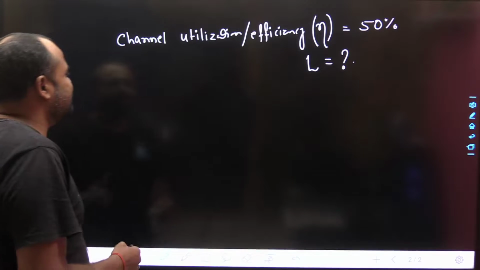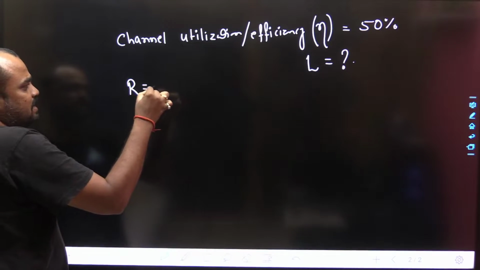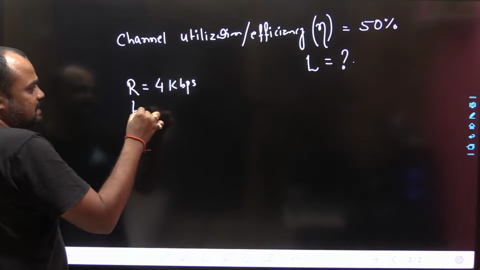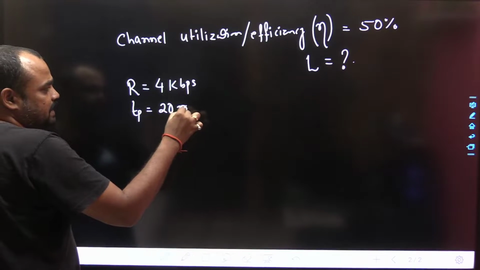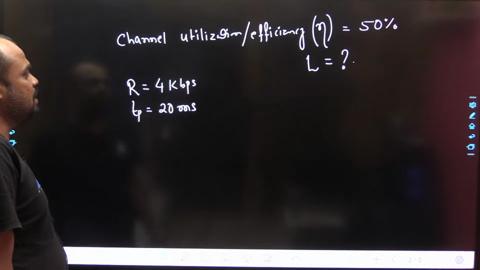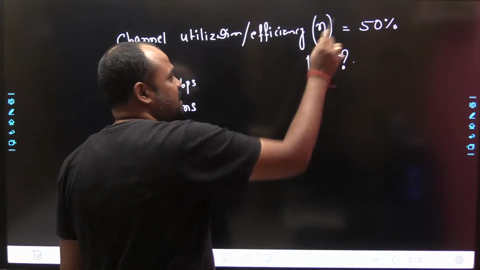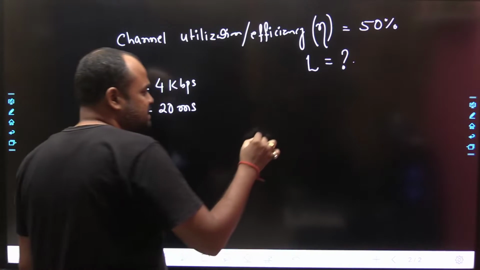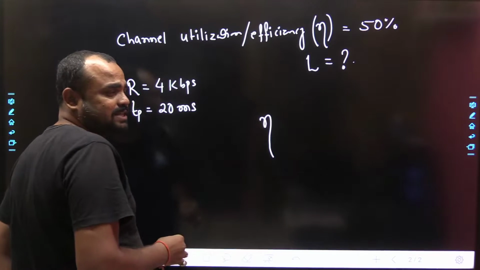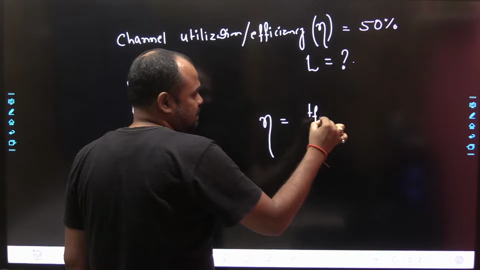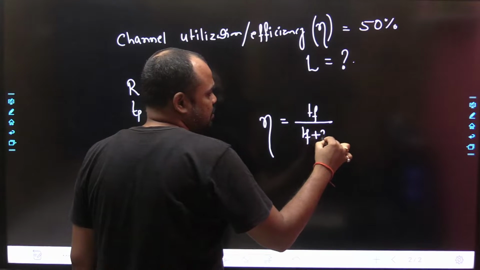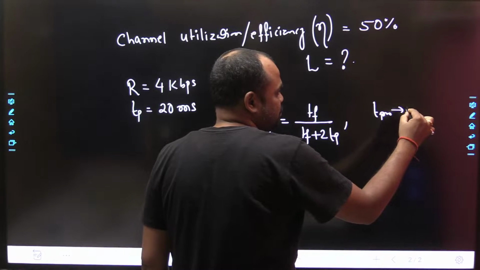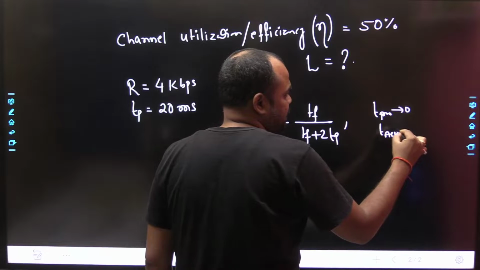In the given question the information is given like this: R is given as 4 kbps, and one way propagation delay, that is the TP, is given as 20 millisecond. Yes or no? So R is given, TP is given, and channel utilization is given. You only need to identify the value of L. According to the stop and wait protocol, the channel utilization is TF upon TF plus 2TP, when T of processing is tending to 0 and T of ACK is also tending to 0.